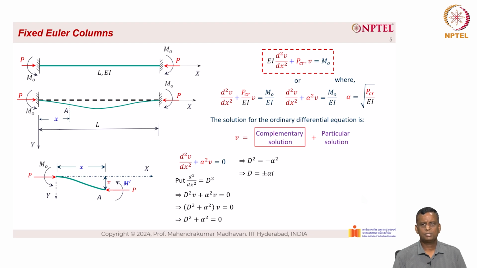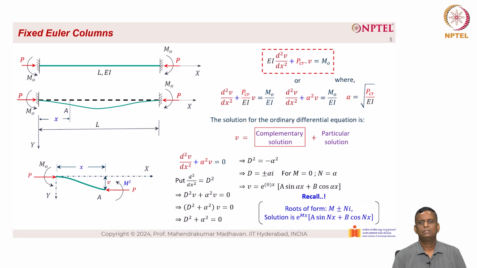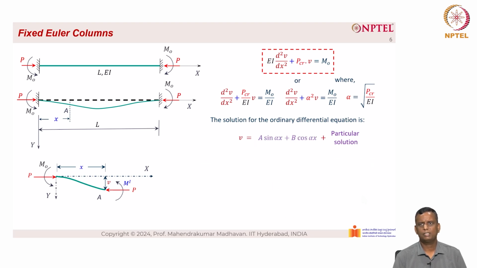Again, then this becomes d equal to plus or minus alpha i. We have to recall the roots of the form m plus or minus ni. The solution is e power mx into a sin nx plus b cos nx. Here m equal to 0, n equal to alpha. So the value of v is given as e power 0x, because m equal to 0, into a sin alpha x plus b cos alpha x. So which gives the equation v equal to a sin alpha x plus b cos alpha x. This relates to complementary solution.